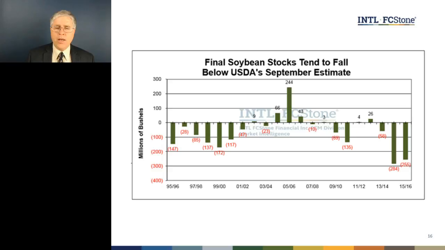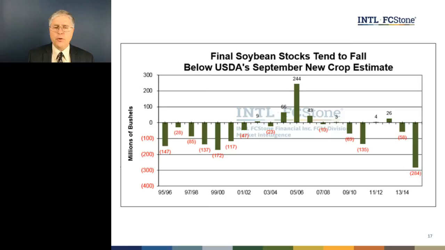Looking at a history going back to the mid-90s, final soybean stocks tend to come in below the USDA September estimate. In fact, it's done so every year going back to 1995-96, except for the 6 or 7 years highlighted there where the bars are above the zero axis, most notably 2005, 2006. Otherwise, if they've been off, it's been very small. But there have been some significant years, like this last year, when stocks ended up significantly lower than the September estimate. Typically, that is largely due to USDA underestimating exports.